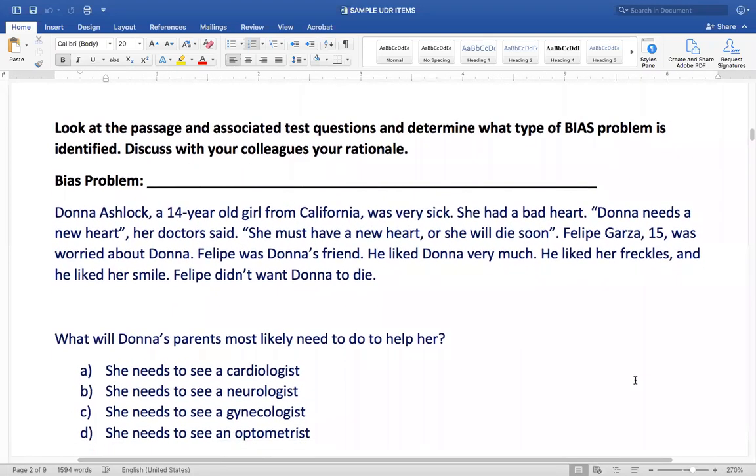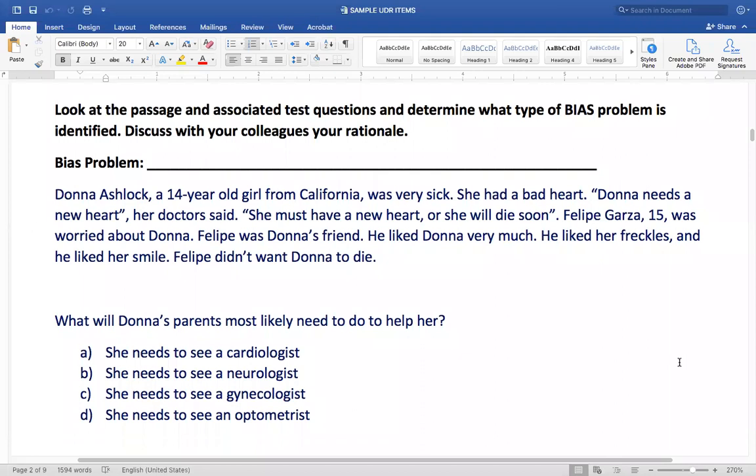So let's see. Donna Ashlock, a 14-year-old girl from California, was very sick. She had a bad heart. Donna needs a new heart, her doctor said. She must have a new heart or she will die soon. Felipe Garza, 15, was worried about Donna. Felipe was Donna's friend. He liked Donna very much. He liked her freckles and he liked her smile. Felipe didn't want Donna to die, okay? So you can start seeing, there's a bias problem in this little passage, right?